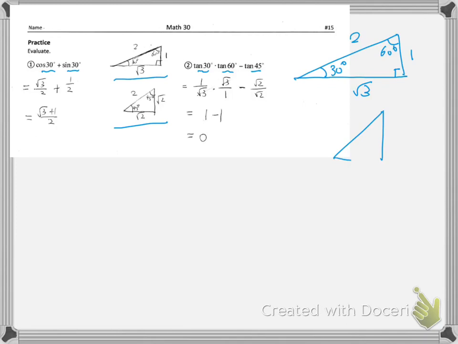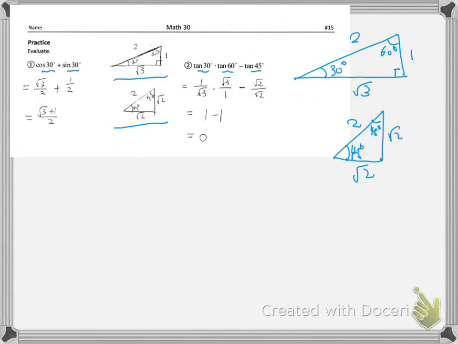45, 45. So this is 45 degrees. The other is also 45 degrees. So we use radical 2, and 2. Those are the lengths for the 45, 45 special angle right triangle.